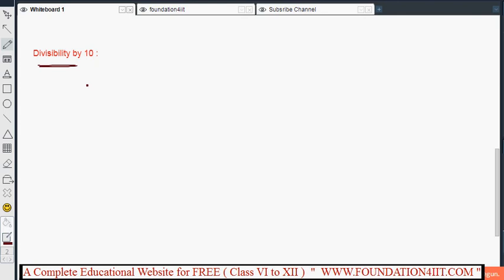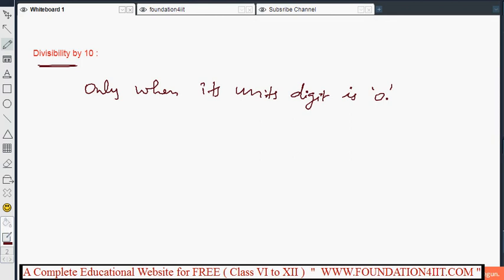So it is divisible by 10 only when its units digit is 0. Only when its digit is 0, then that number is divisible by 10. For 5 it is 0 or 5, but for 10 it is only 0. Okay, any number's units place must be 0.